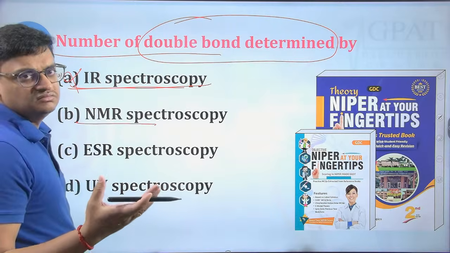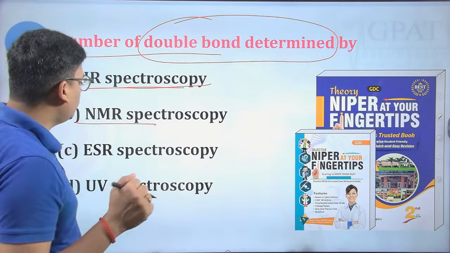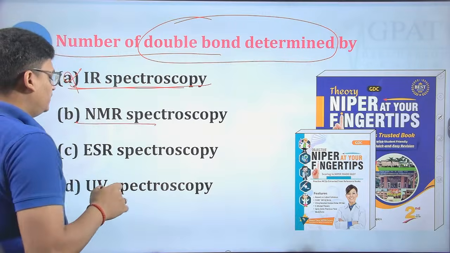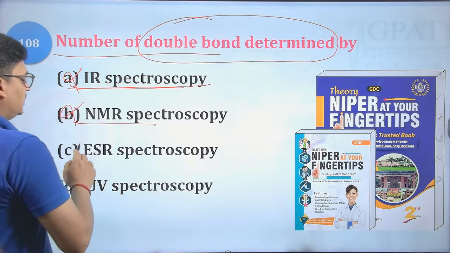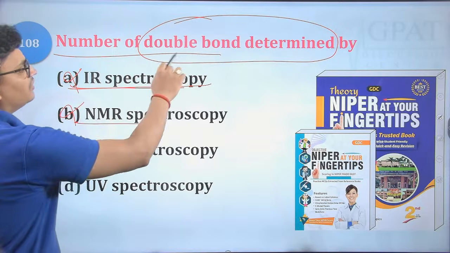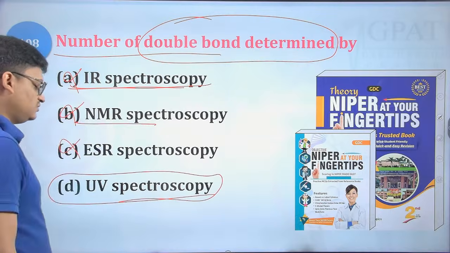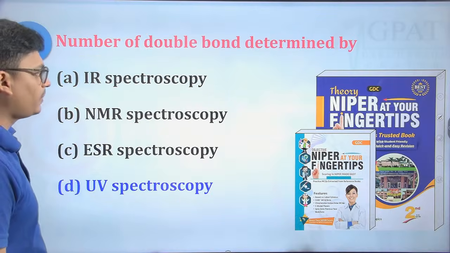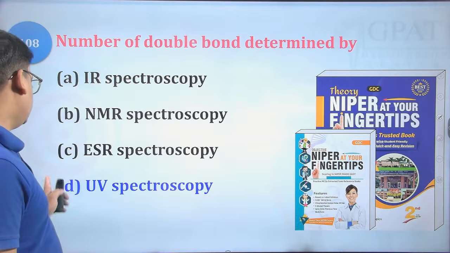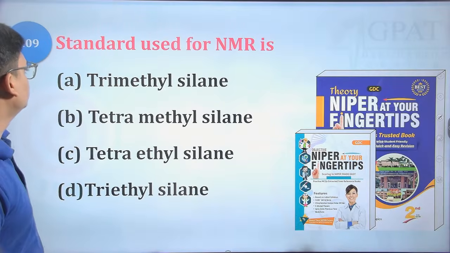NMR is for the nucleus, protons and neutrons, so that is also not used here. ESR is for the electron. For the number of double bonds, UV spectroscopy is used. So we will be determining the number of double bonds by UV.